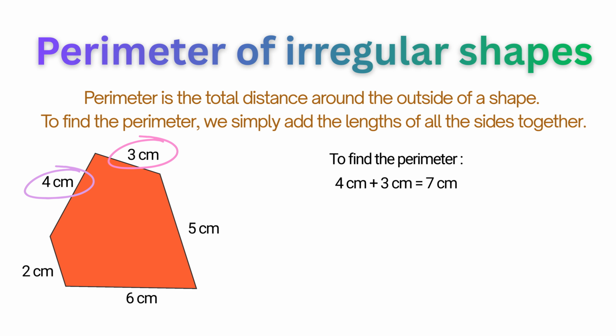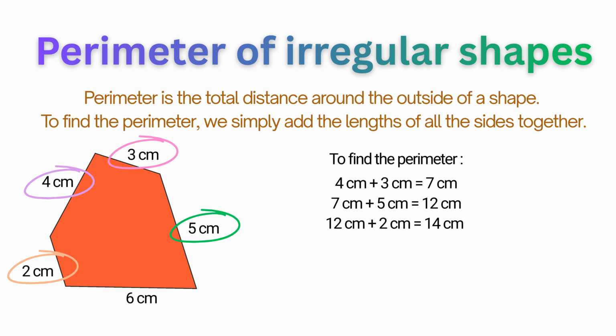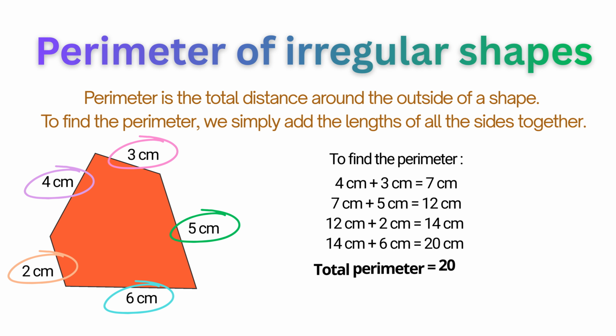4 plus 3 equals 7. 7 plus 5 equals 12. 12 plus 2 equals 14. 14 plus 6 equals 20. Therefore, the perimeter of this irregular shape is 20 centimeters.